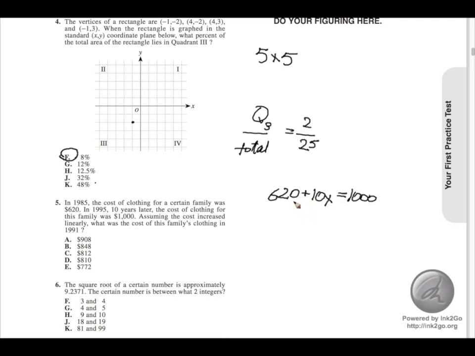And you can use your calculator to subtract 620 from both sides and then divide by 10. And the final answer, or rather one step on our way to the final answer, the rate is $38 per year. So every year the cost of clothing goes up by $38. And so what we're looking for is the cost in 1991. So we need to know that that is 6 years after our starting point of 1985, which means that the price will have become 620 plus 6 times 38.